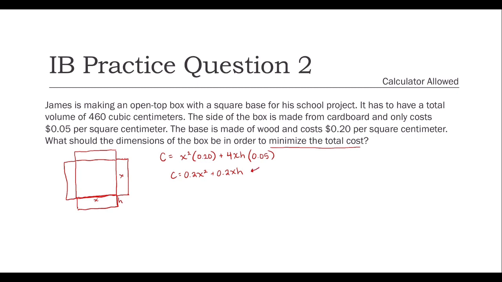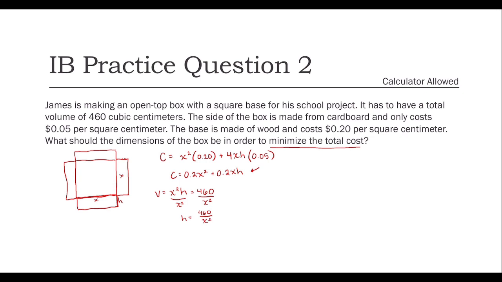Step 3 says write equations for constraints on variables. So it says there has to be a total volume of 460 cubic centimeters. So our volume equals our base times our height. So our base is x squared and our height is h. And our volume has to equal 460. So x squared times h equals 460. And if we wanted to solve for h, we could divide both sides by x squared to find that h equals 460 over x squared.